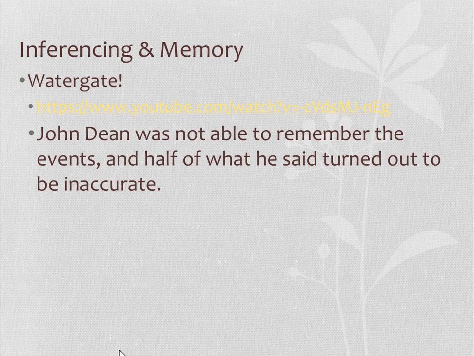So there's a YouTube clip. It's just a clip of John Dean speaking about Watergate. And he wasn't able really to remember the events of Watergate, and more than half of what he said turned out to be inaccurate, because we think he was trying to infer, well, this must have happened because I did this, sort of thing. So inferencing can be very bad, especially for eyewitness testimony.